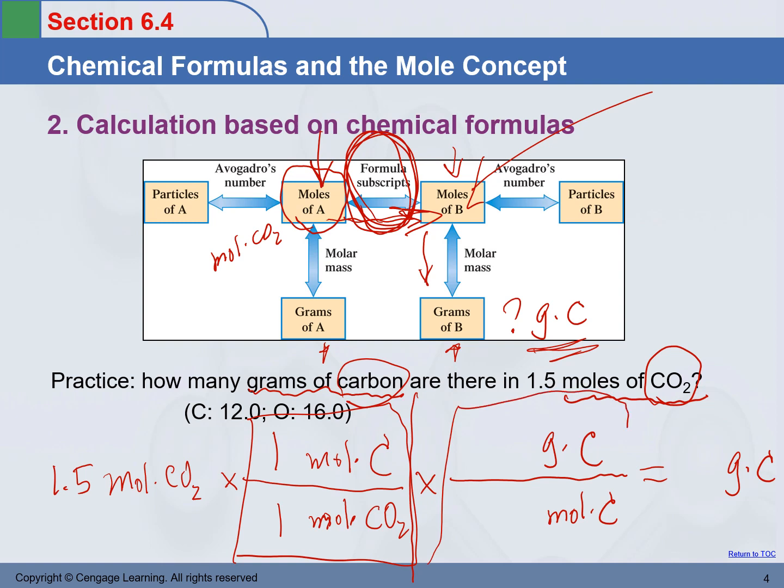What is this conversion factor? Well, it is the molar mass. We learned that last time. The molar mass of carbon, 12.0. Okay, 12.0 grams of carbon in 1 mole of carbon. So you go from 1.5 times by 1 times by 12.00 divided by 1 divided by 1, you get 18 grams of carbon.